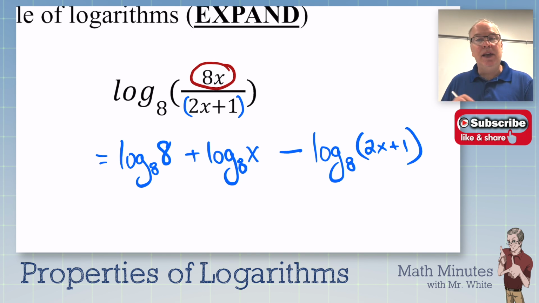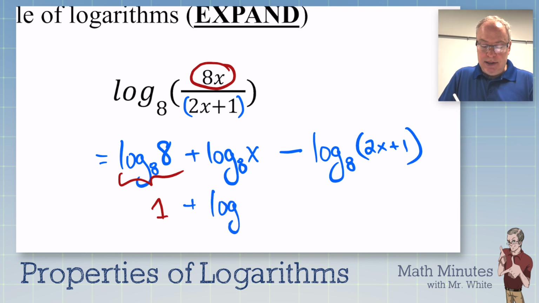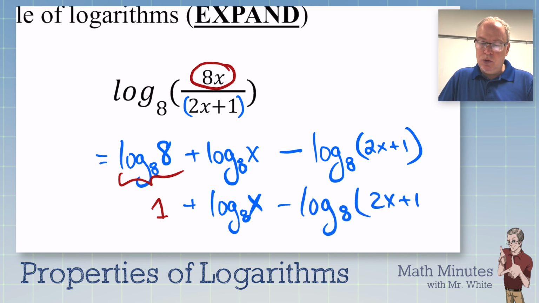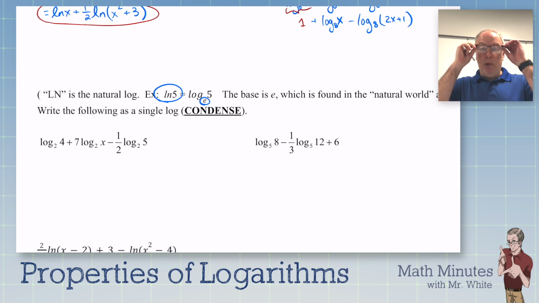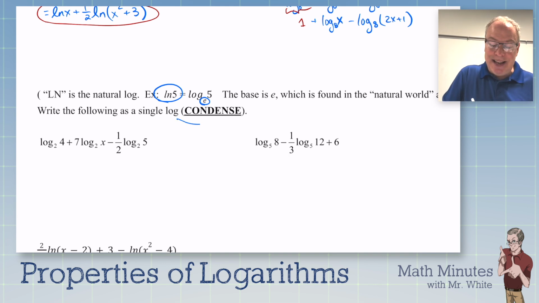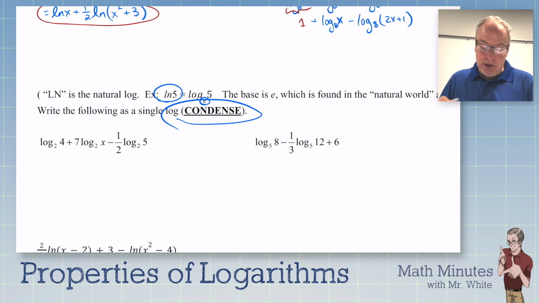Now there is one thing that we can simplify, right here. This is equal to 1. See my hint there? Plus log base 8 of x minus log base 8 of 2x plus 1. Okay, that's called expanding. Now, what about getting the wood glue out here and putting these logs back together? That's called condensing. So when you put things back together, it's called condensing. When you blow them up, when you cut them apart into separate logs, it's called expanding. So watch for those two key words, expand and condense.